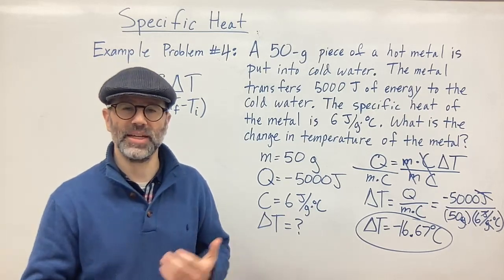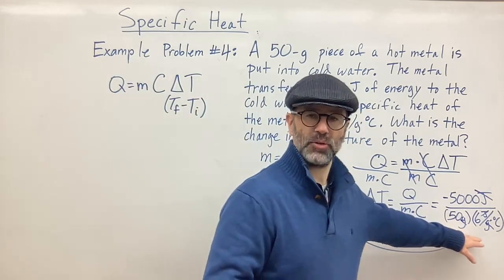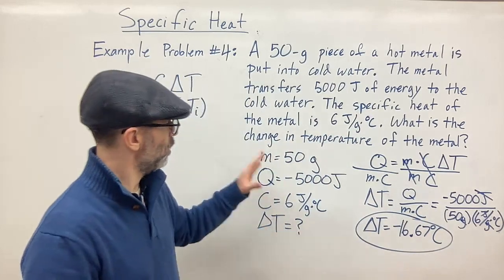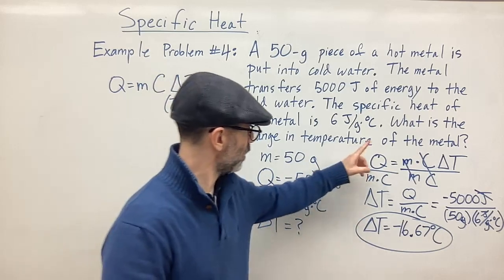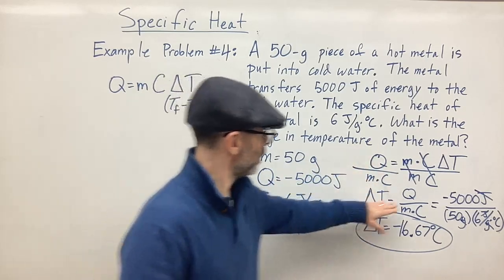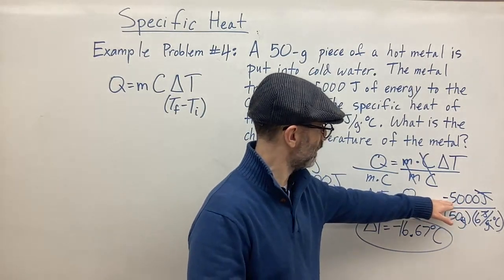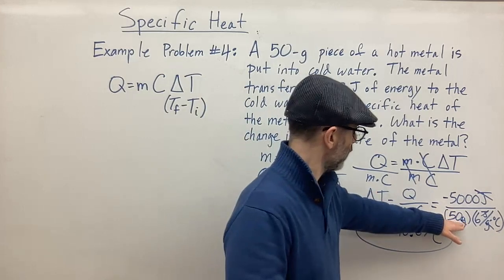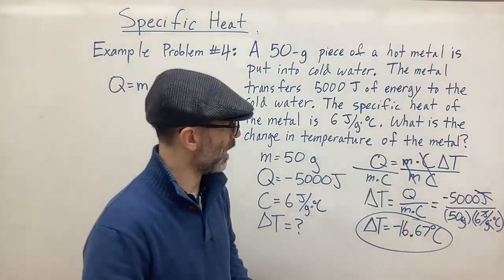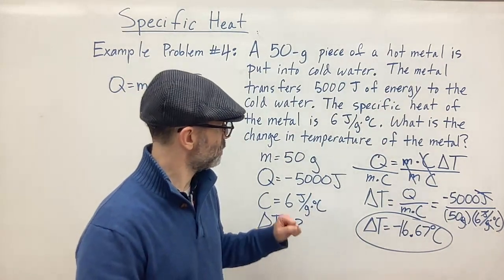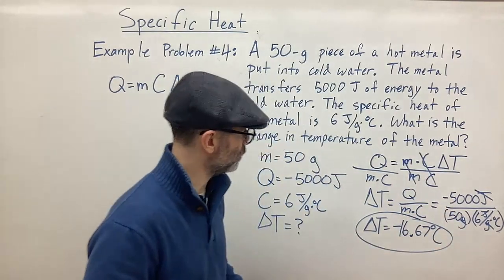In the last video, we ended a little bit abruptly, and I noticed that this was cut off a little bit. So just to recap, we solved our equation for delta T, and then we plugged in the values: negative 5,000 joules because it lost that amount of heat, so it's negative, and it's a 50 gram substance, and we have 6 joules per gram per degree Celsius for the specific heat. When we calculated this out, we got negative 16.67 degrees Celsius.